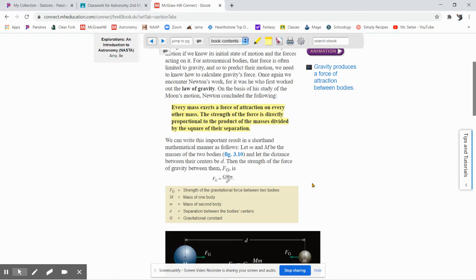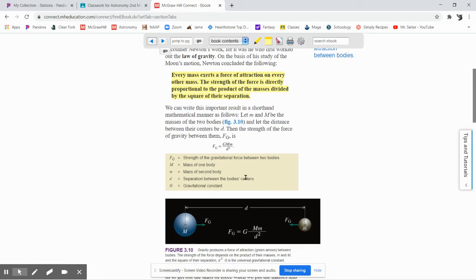So we can write this important result in shorthand mathematical manner as follows. Let M and M be masses of the two bodies and let the distance between their centers be d. Then the strength of the force of gravity between them is right here. I tried to highlight this. It wouldn't let me highlight.